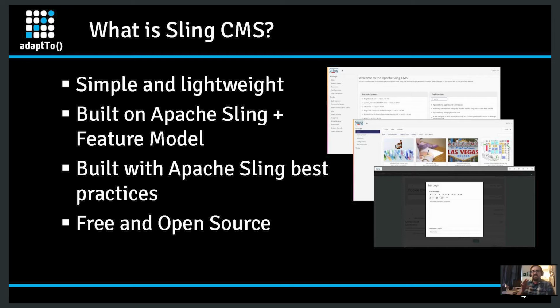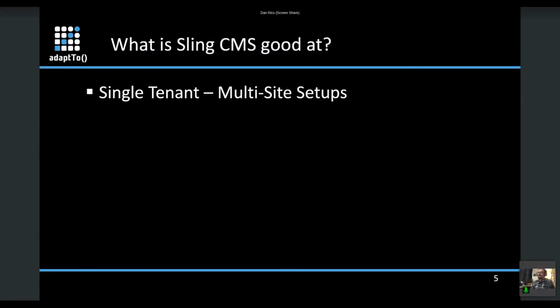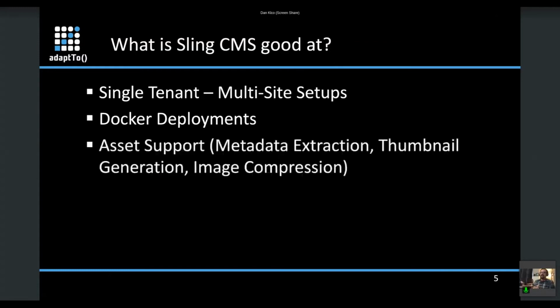So Sling CMS is good at single tenant multi-site setups. So you can have multiple sites in the same instance, but it doesn't have built-in tenancy support. It's applicable for Docker deployments. Note, not fully containerized, Kubernetes type applications. It doesn't yet natively integrate with that 12-factor type application.